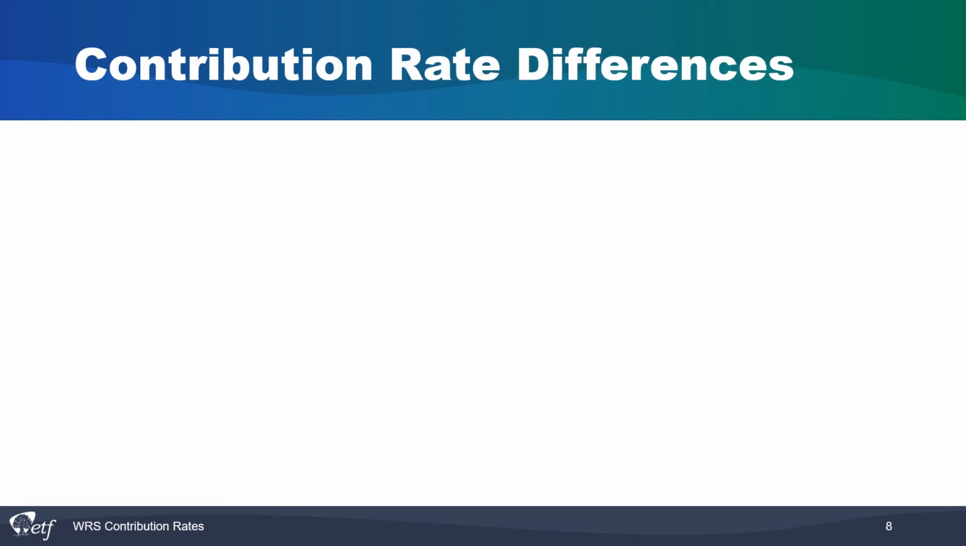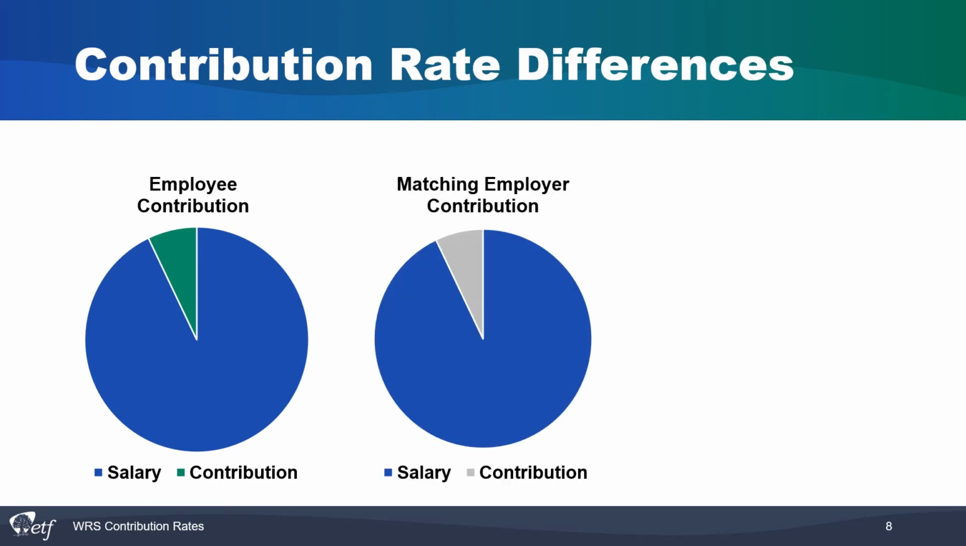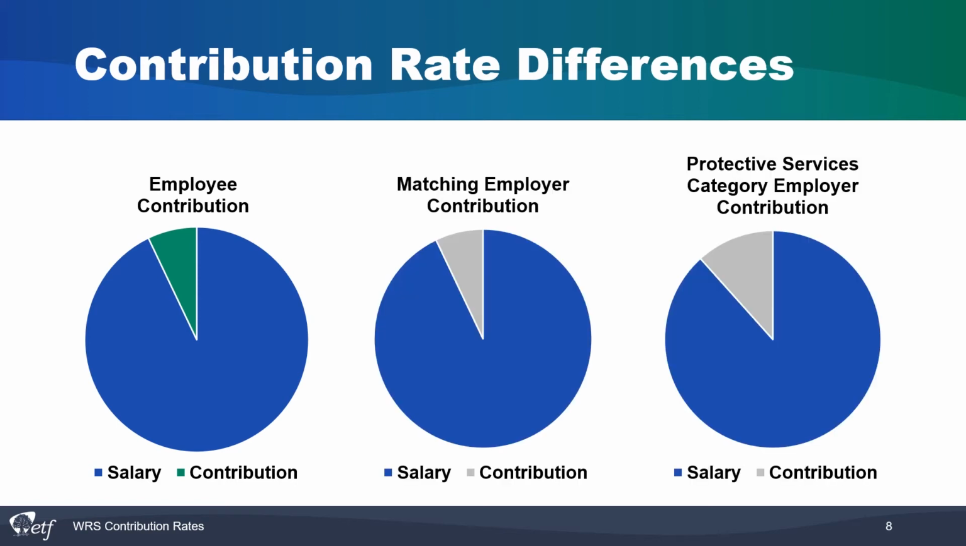Now that we know what causes the contribution rates to change, let's look at the differences between the rates for employees and employers. Every employee pays the same contribution rate percentage of their salary. Most employers pay a matching contribution rate of the same amount. However, protective service category employees receive a larger contribution from the employer. These employers pay more to cover things like duty disability insurance and the earlier retirement of protective category employees.